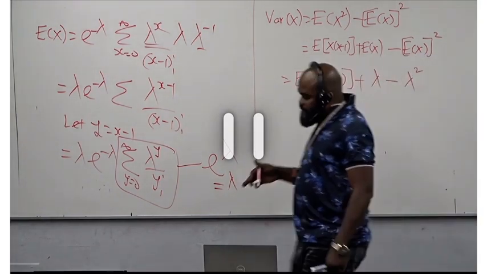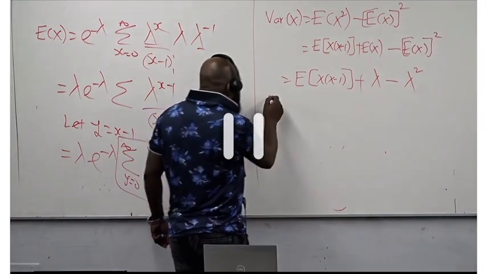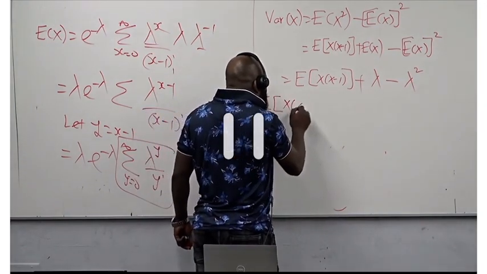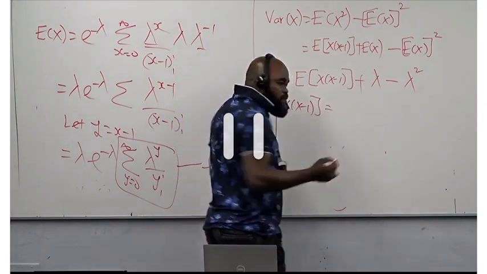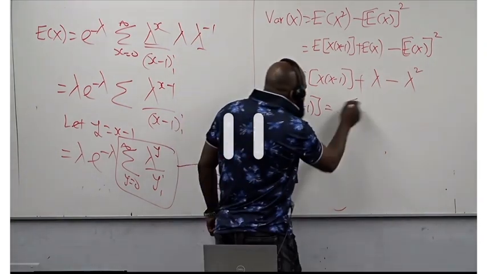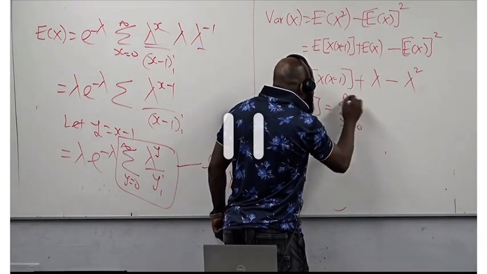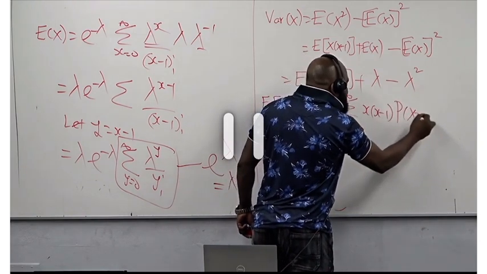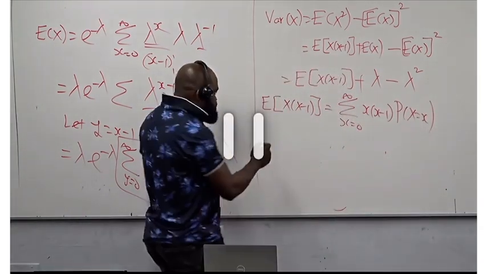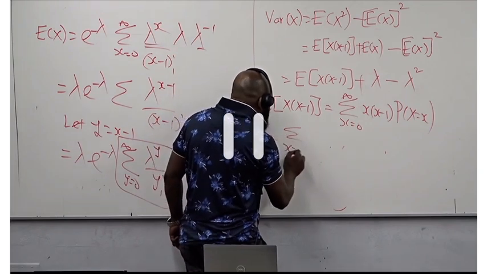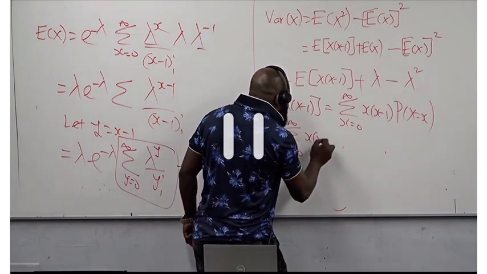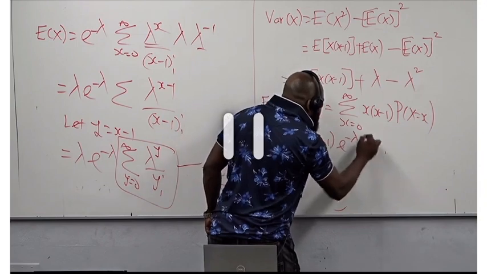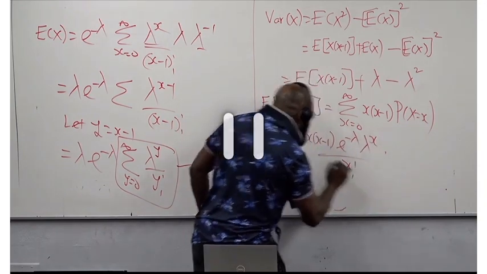Now, if I want to work on this guy, what is the expectation of x into x minus 1 for a discrete random variable? It is going to be the sum, x starting from 0 to infinity, of x into x minus 1 times the probability of x equal to that. So right now I have the sum, x from 0 to infinity, of x into x minus 1 times exponential of minus lambda, lambda raised to power x over x factorial.